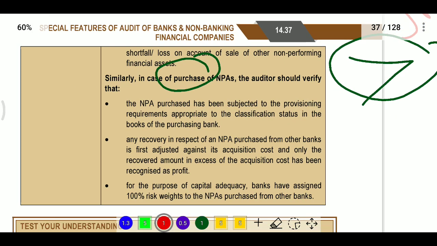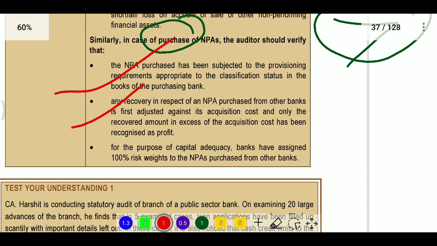After that, purchase related special points. Here provision should be made for an NPA purchase as per the classification status in the books of the purchasing bank, so you need to check the provisions. If there is any recovery from a purchased NPA, it is first adjusted against its acquisition cost, and any excess is recognized as profit. After adjusting for acquisition cost, any remaining amount we recognize as profit.